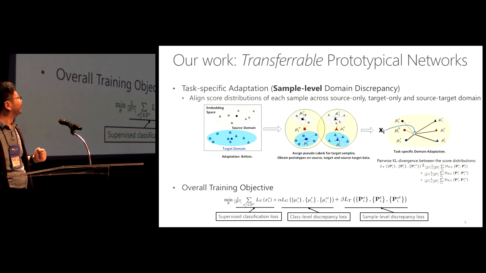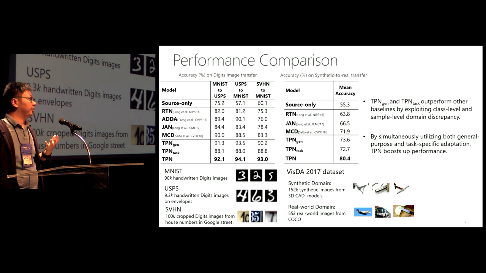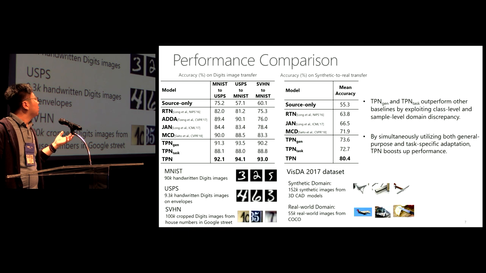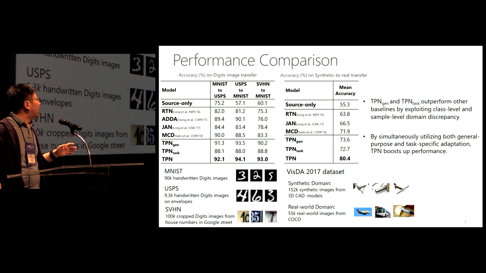We conduct our experiments on four transfers, including three digital image transfers and one synthetic to real transfer on the VisDA dataset. Here we show our performance compared with several state-of-the-art baselines. From the two tables, we could see two variants of our model, which only utilize the sample level or class level adaptation, outperformed other baselines. And when we combine the two, a larger performance boost is observed.